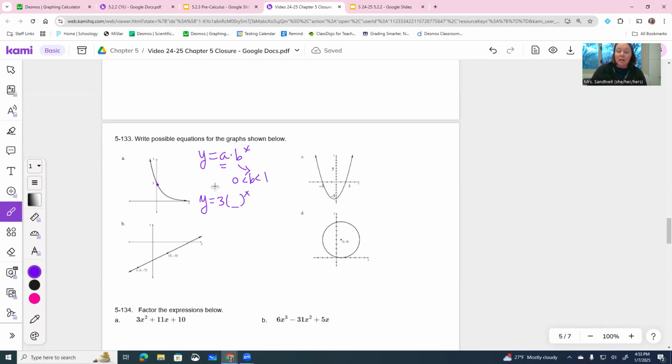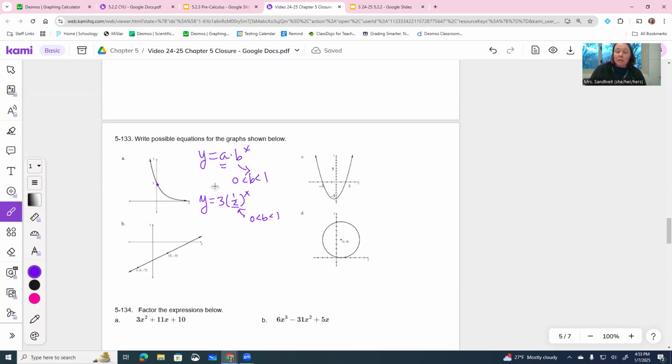I just know that this has to be a number between 0 and 1, right? So this is where I'm saying it might not be perfectly accurate. Maybe you want to say it's 1/2, or maybe you want to pick 1/3. This just has to be something between 0 and 1. I don't have enough information to know what that is exactly.